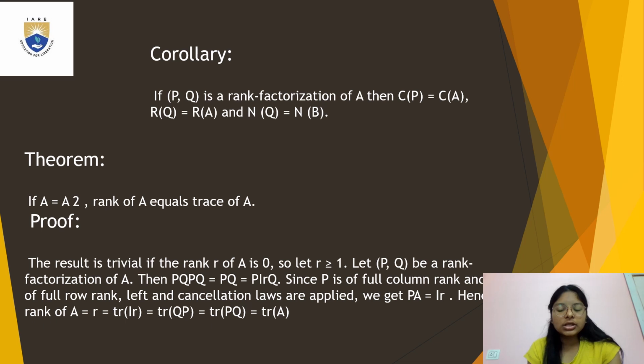We get QP = I_r. Hence the rank of A is r, which equals the trace of I_r, which equals the trace of QP, which equals the trace of PQ, which equals the trace of A.